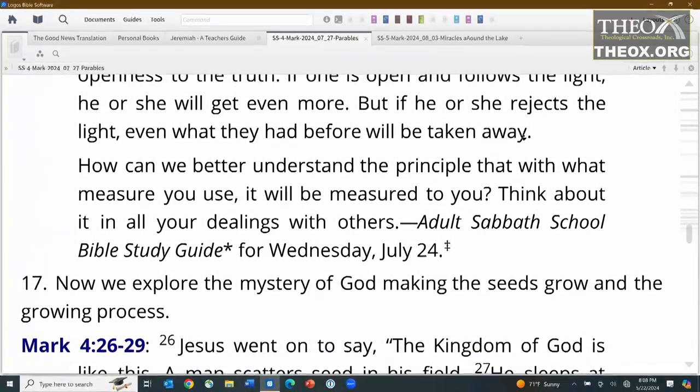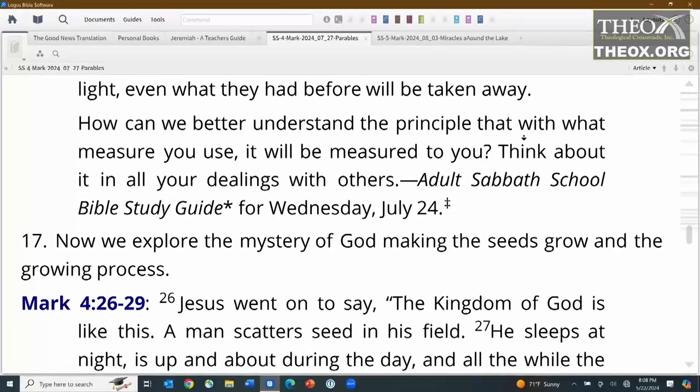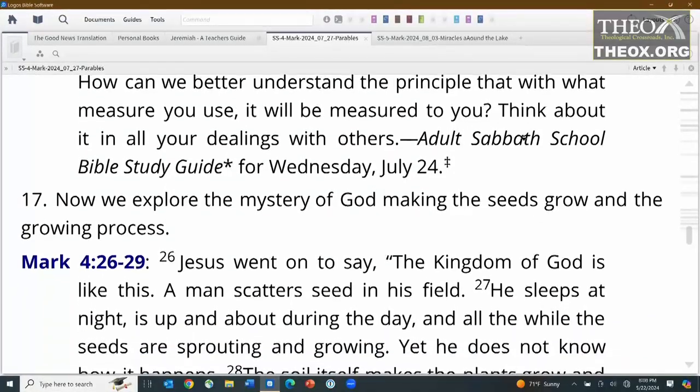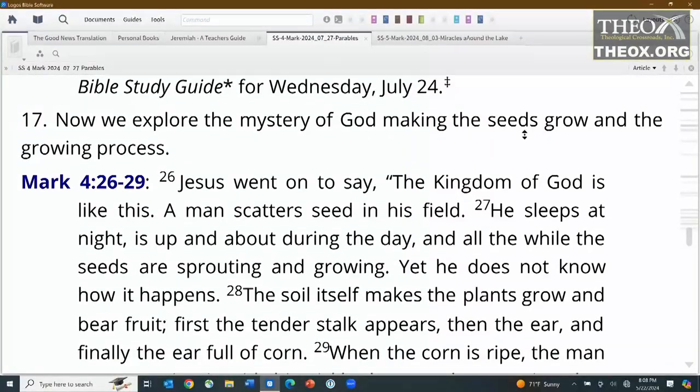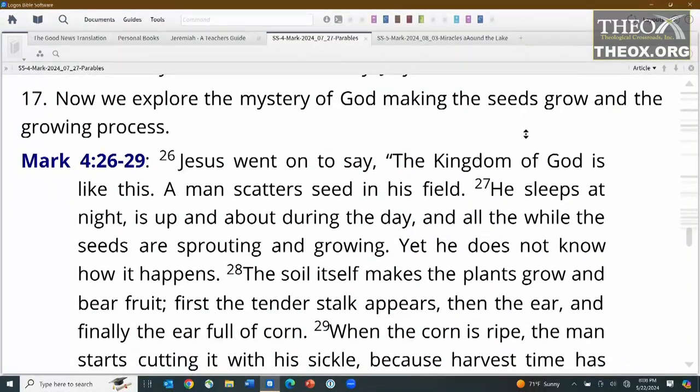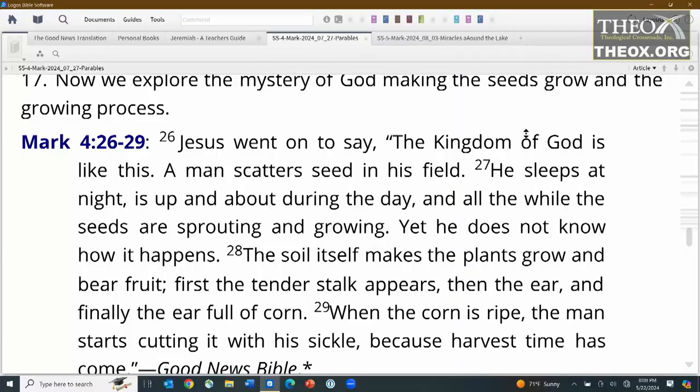Okay, now we explore the mystery of God making the seeds grow and the growing process. From Mark 4, verses 26 to 29. Jesus went on to say that the kingdom of God is like this. A man scatters seed in his field. He sleeps at night, is up and about during the day, and all the while the seeds are sprouting and growing. Yet he does not know how it happens.